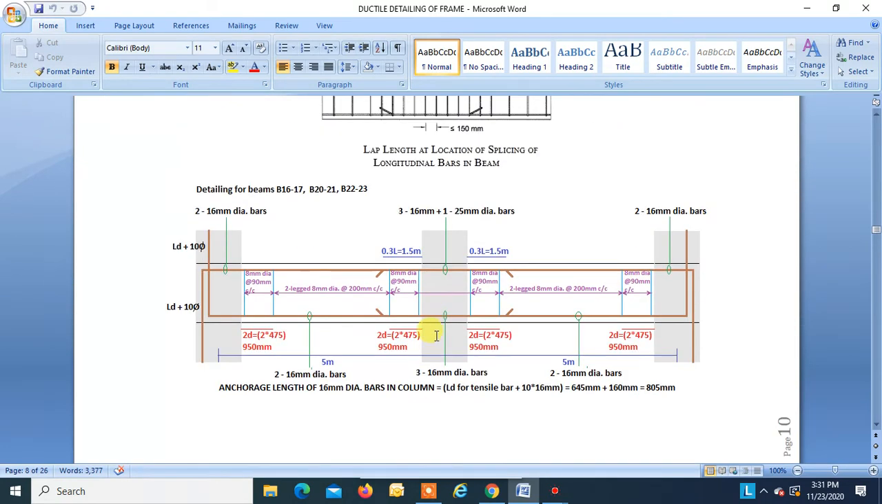Over here, distance 2D, we are providing 8 mm dia stirrups, 2-legged, at about 90 mm center to center. Now in the in-between area we will provide 2-legged 8 mm dia stirrups at about 200 mm center to center. We are assuming there is no splicing done, no splicing of bar over here. The bar is running through and through. If there is splicing, then this spacing should not be greater than 150 mm.